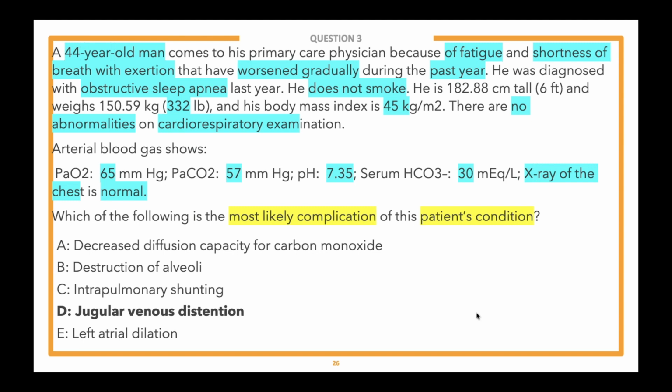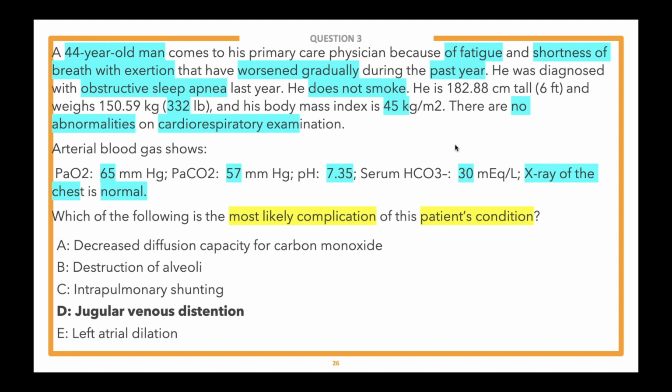Answer choice C, intrapulmonary shunting. This occurs secondary to a few things: pneumonia, arteriovenous malformations, cardiac shunts. Based on the laboratory findings and the physical exam findings, probably not what's going on here. We know this patient is hypoxemic and hypercapnic.